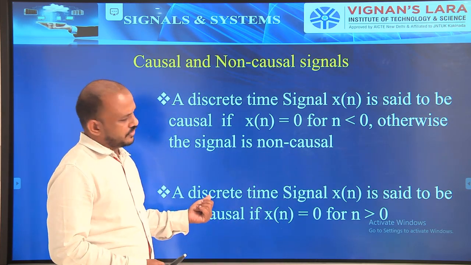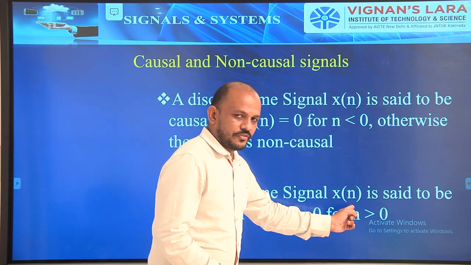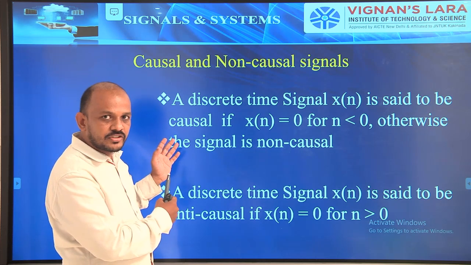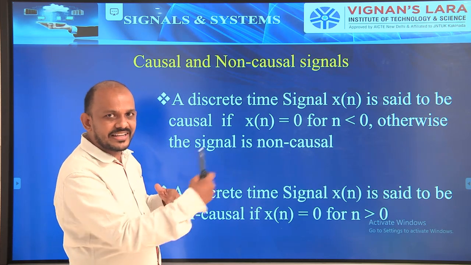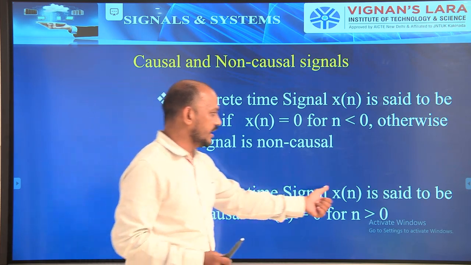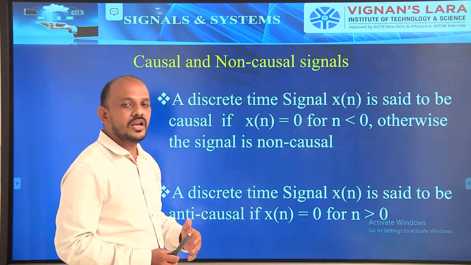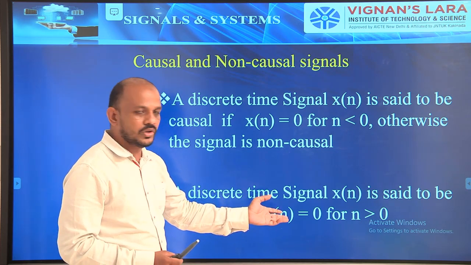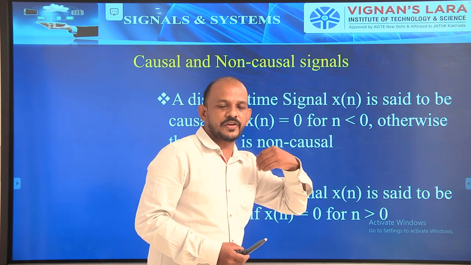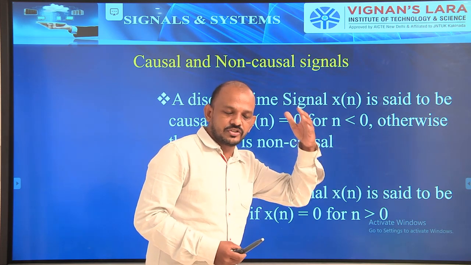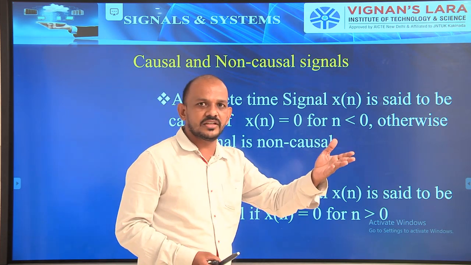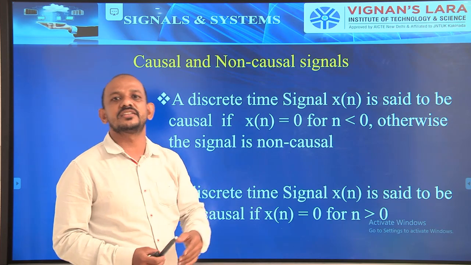Last one, for a discrete time signal also, x of n. If the signal is present on left side, and there is no signal on the right side, then we call it anti-causal. Simple logic. A discrete time signal x of n is said to be anti-causal if x of n equal to 0 for n greater than 0. N greater than 0 means positive side. So for positive side there should be no signal. It should have the signal only on the negative side. So that is anti-causal. If the signal is on positive side, that is causal. If the signal is on both sides, that is non-causal.